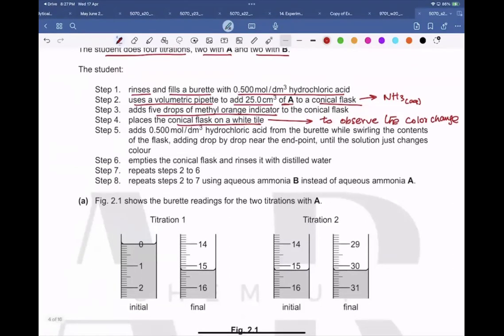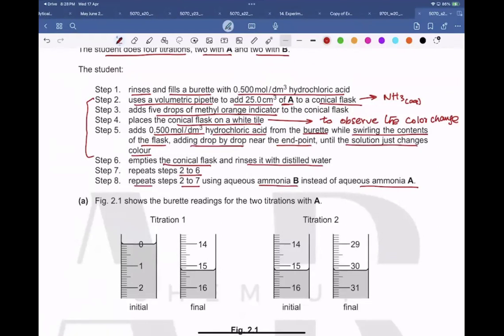Now, in step 5, add 0.5 mole per dm cube hydrochloric acid from the burette while swirling the contents of the flask, adding drop by drop near the end point until the solution just changes color. Empties the conical flask and rinses it with distilled water. Repeat step 2 to 6. Then repeat step 2 to 7 using aqueous ammonia B instead of aqueous ammonia A. So they have performed the titration of hydrochloric acid 2 times with ammonia A and then 2 times with ammonia B.